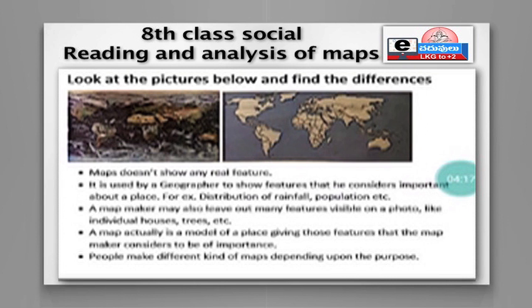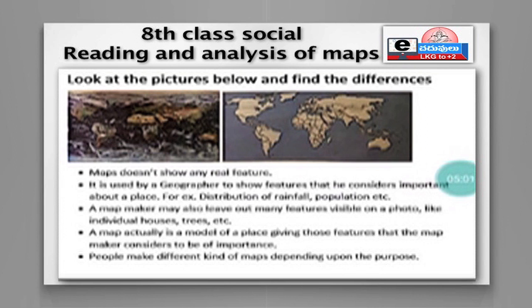Maps are used by the geographers to show the features that he considers important about a place. Example, distribution of rainfall, population, etc. What he wants to show. Sometimes he wants to show the rainfall, climatic conditions, population, crops grown in the particular area. In this way, whatever the geographer thinks to show, he can show in the map. And the map maker may also leave out many features visible on the photo. Real features we cannot see, like individual houses, trees, etc.